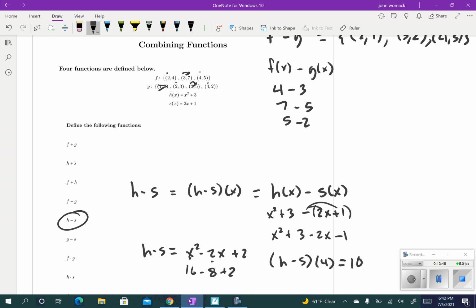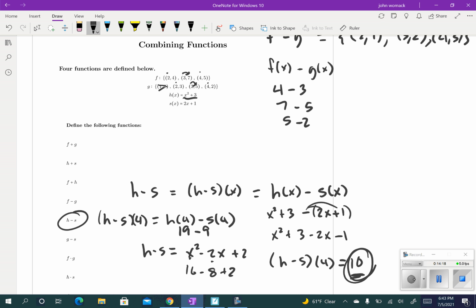Now, if I asked you at the very beginning, what is h minus s of 4, you can just go like this: what is h of 4 minus s of 4? That should give us the same answer we got down here, which is 10. So let's try it. H of 4: if I plug 4 in up here, 4 squared is 16 plus 3 is 19. S of 4, plug 4 in here: 2 times 4 is 8, 8 plus 1 is 9. Hey, 19 minus 9 is still 10.